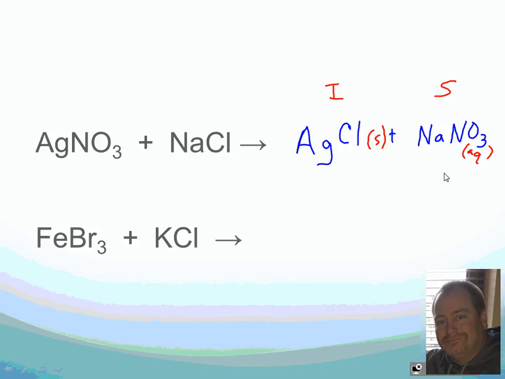Okay. Now, what iron do I have here? Iron 3, right? Iron 3. So, what are my possible products when I swap my cations? What's one? Just somebody, give me one. Iron chloride. Which iron? Iron 3 chloride. My other possible product is going to be potassium bromide. Once again, second step, check solubility of both of these.